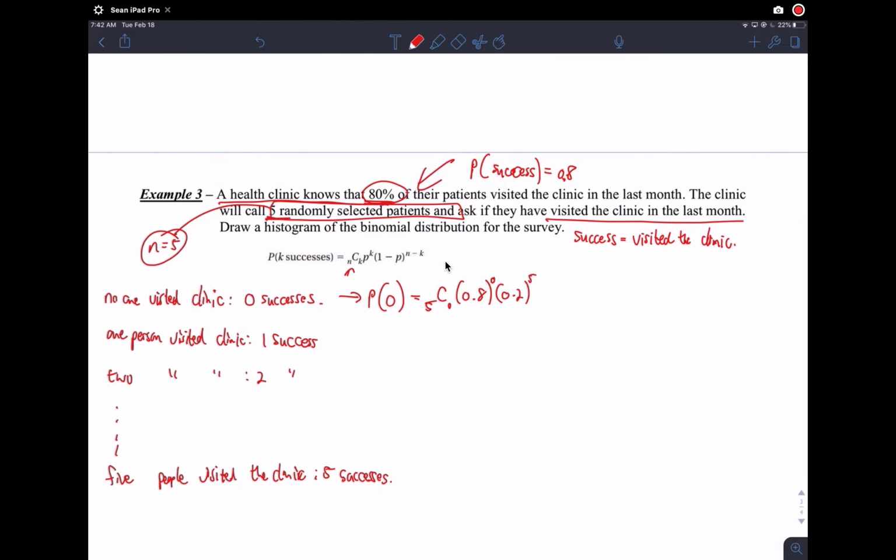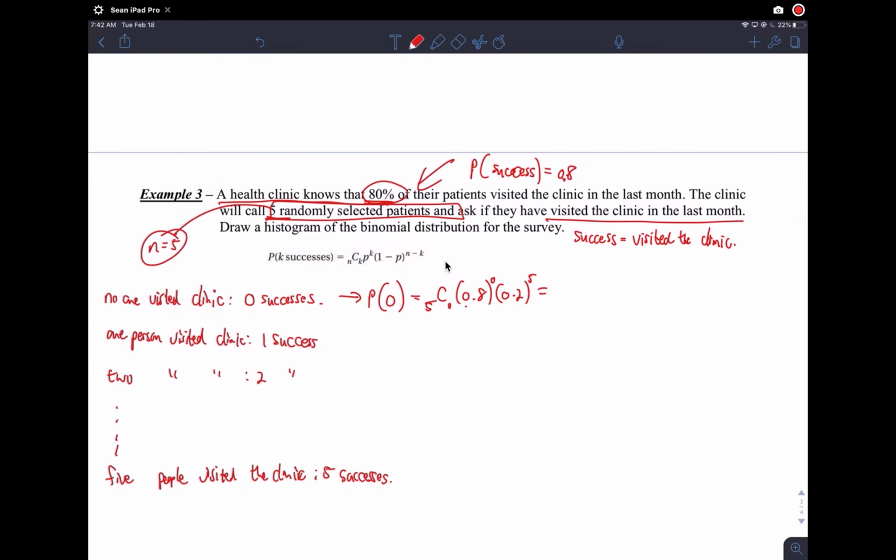Probability of success is p, k is the number of successes, in our case 0, and then 1 minus p would be 0.2, and n minus k is 5 trials minus 0 successes, which is 5. That's the formula, how you fill it out, and then you can calculate the probability.